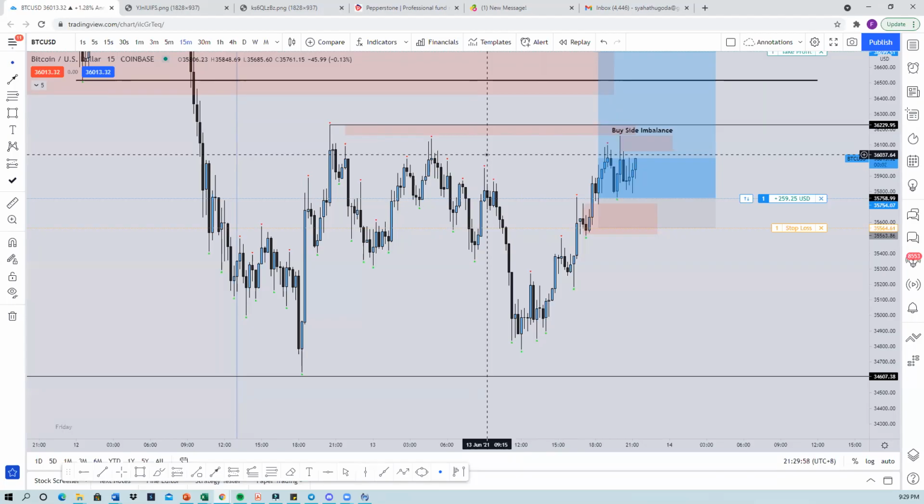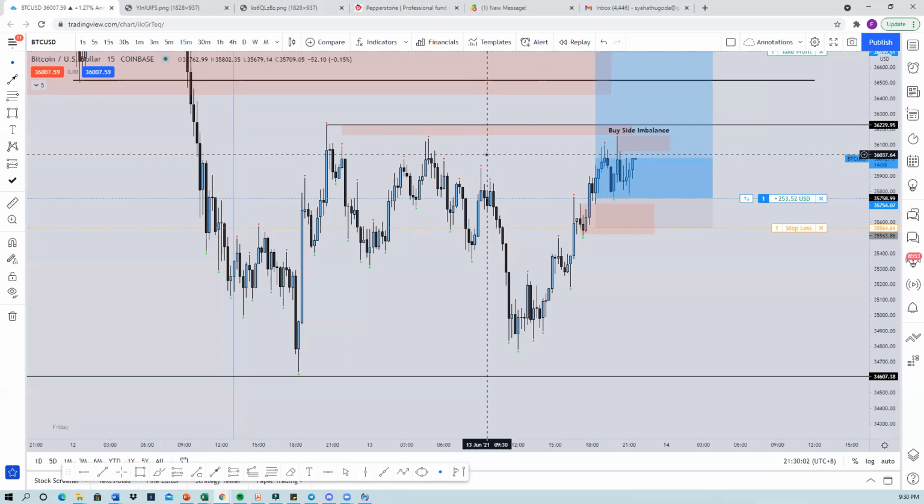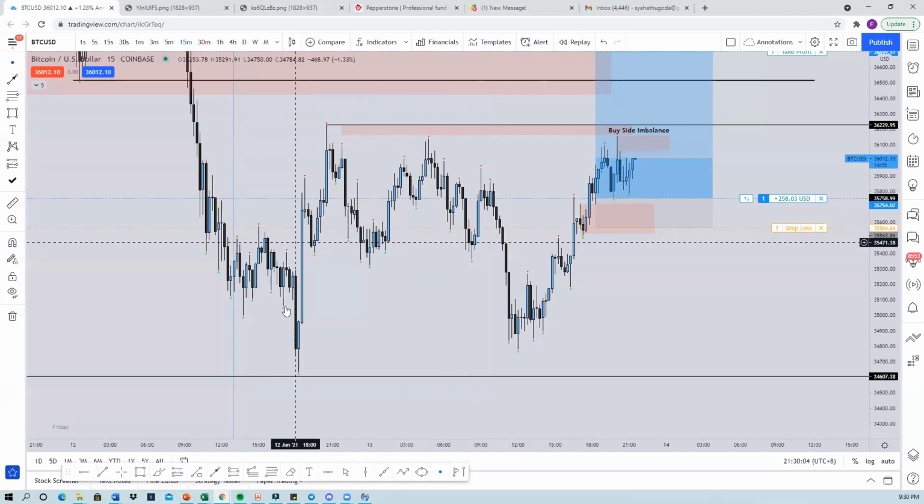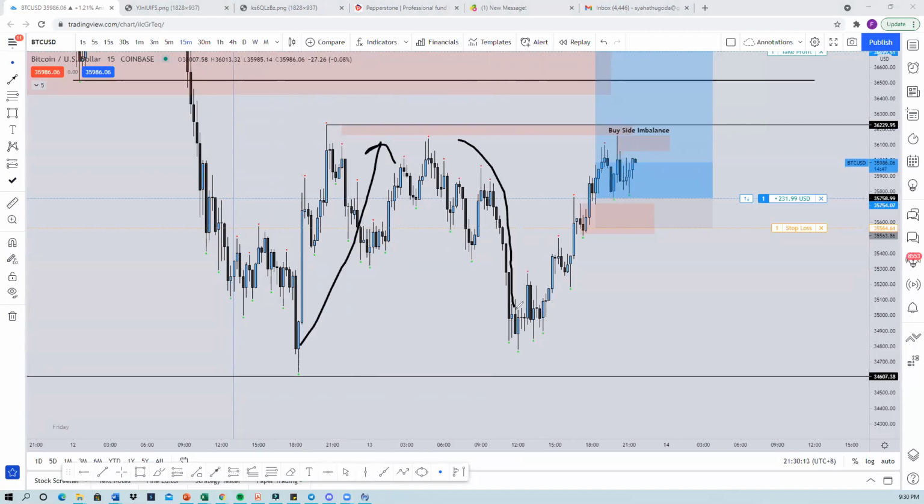Can you explain what buy side delivery and sell side delivery is? Buy side delivery is the bullish candles, the move up, and sell side delivery is the down move. So buy side delivery is the up move, sell side delivery is the down move. That's all. And a place where there is no delivery of the opposite counterparty is the imbalance.